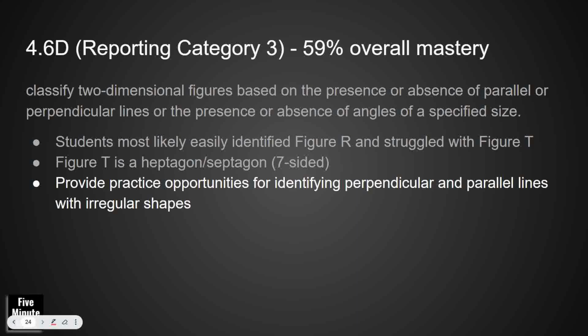So we need to provide multiple opportunities for students to identify both parallel and perpendicular, but we need to find irregular shapes. Now they obviously need to be straight sides. They need to be polygons, so don't make them so strange that they're trying to find parallel or perpendicular lines in arcs or rainbows or anything like that. They need to be closed with straight sides, but we need to get beyond trapezoid, parallelogram, rectangle, triangle. We need to move into different shapes. And that will help our students with all of the things that they need to do for identifying or classifying two-dimensional figures based on the presence or absence of parallel or perpendicular lines.